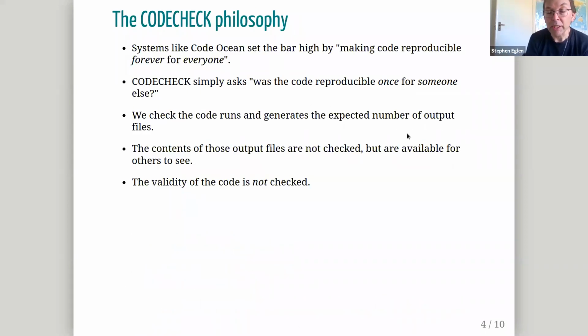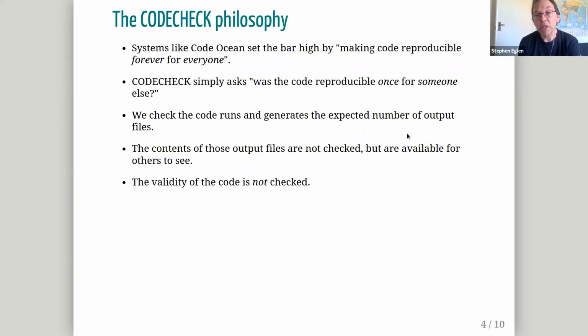Our system called CODECHECK is actually a little bit different. So systems like CodeOcean, I think, set the bar very high by saying we're going to make this code reproducible forever for everyone. And this sounds great, just going onto a website and being able to run somebody else's code. We've gone to the other end of the spectrum, which is simply to say, was the code reproducible once for somebody else, right? So not for everybody, but could we get it for somebody else independently at one point in time? So what we as code checkers do are just simply to check that the code runs, and then we check that it generates the expected number and types of output files that the original authors say. The exact contents of those output files do not need to be checked, so that you don't need to show that you've got one-to-one equivalence with the original results. But by writing a certificate about what you find as a code checker, they are available for others to see.